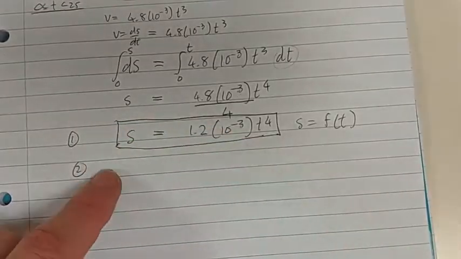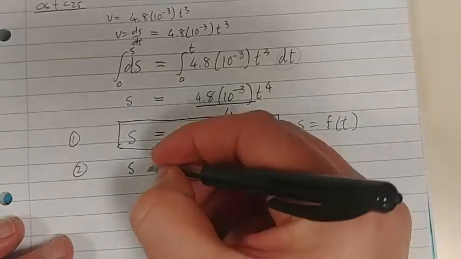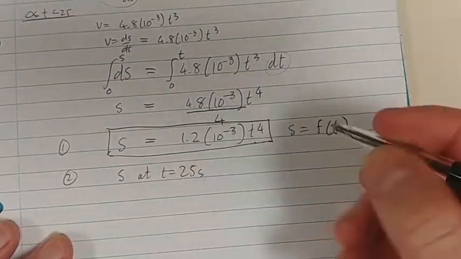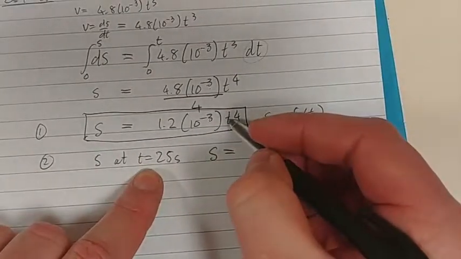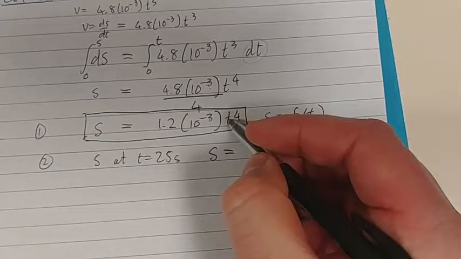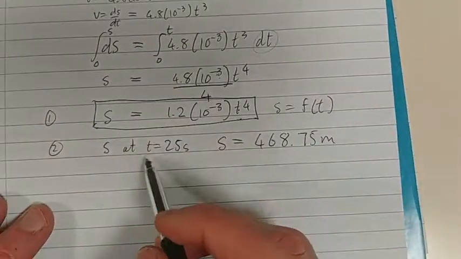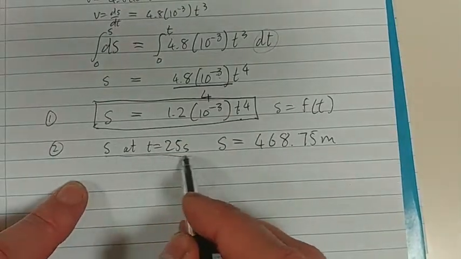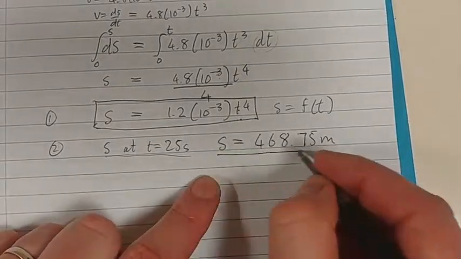Then the second minor step would be, okay, now I've got my function. What is s at a specific time, at 25? What is s at t equals 25 seconds? S is equal to, I take that 25, I plug it into there, and I get 468.75. All right, so step 1, guys, function. Step 2, then you plug in any information you want. 25 seconds goes into there. I find my s equals 468.